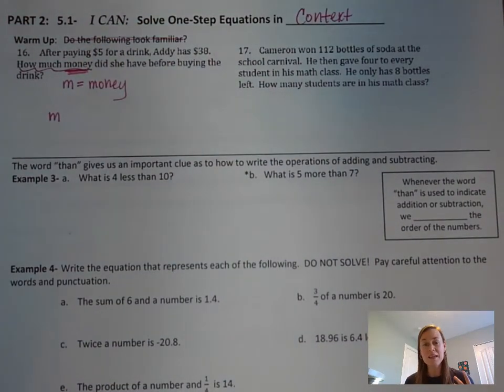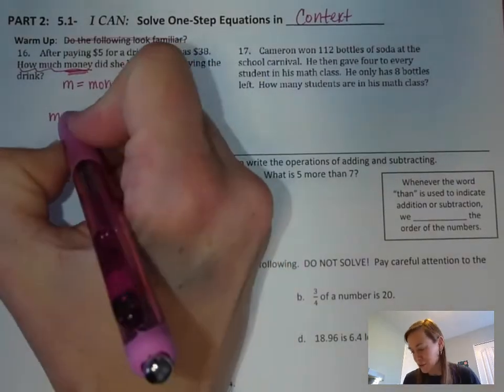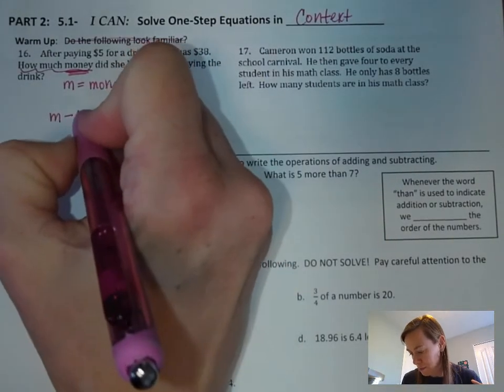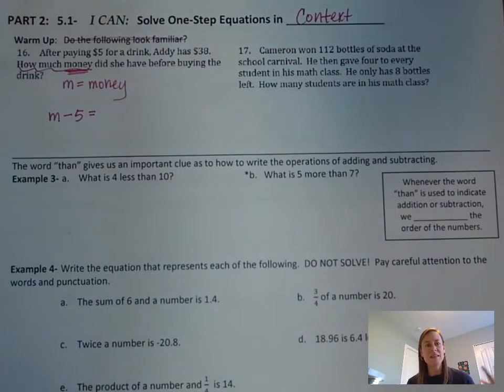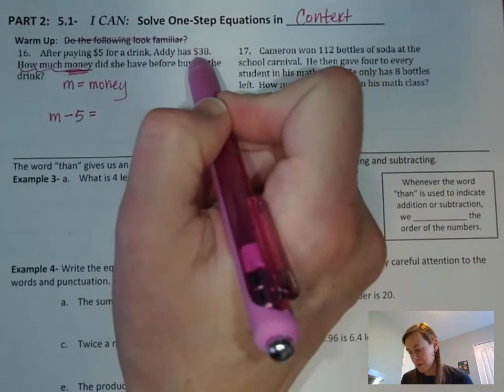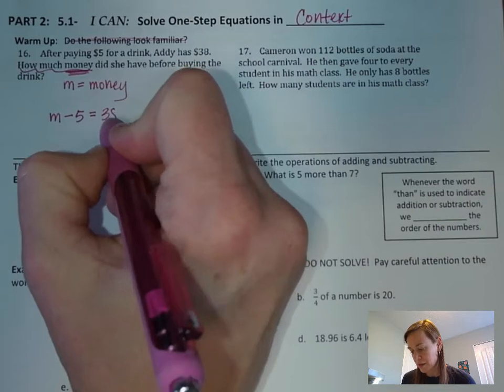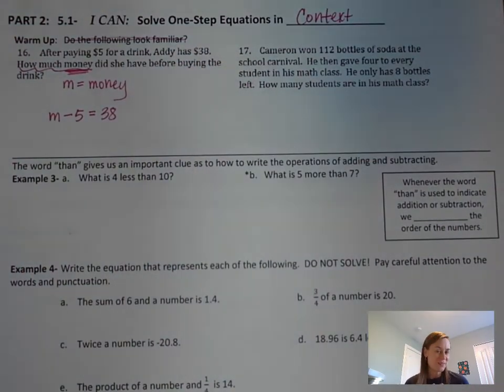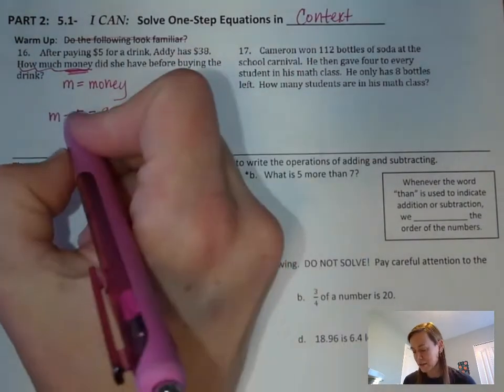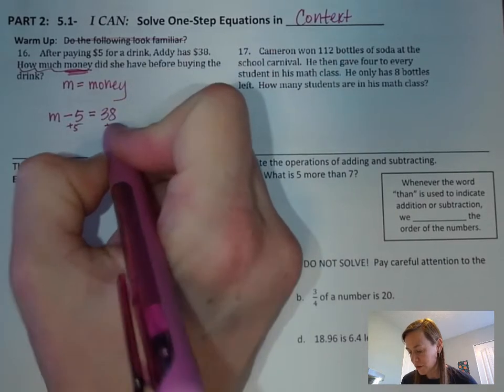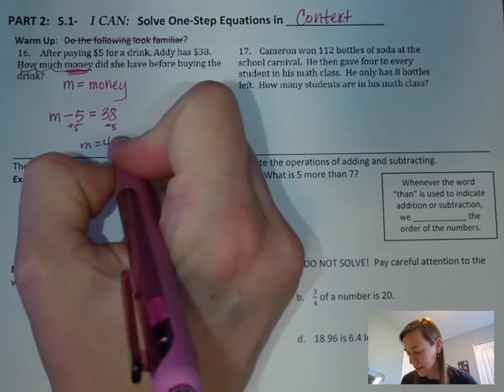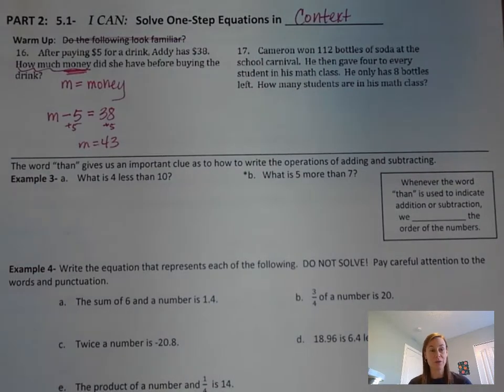And then she pays $5. So does that mean she gains 5 or she loses 5? She loses 5. So you're going to do M minus 5 equals the amount of money she had at the end, and that would be that 38. So M minus 5 equals 38. And once you have this equation, you can solve by adding 5 to both sides, and you are going to get M equals 43. So you know that she started out with $43.